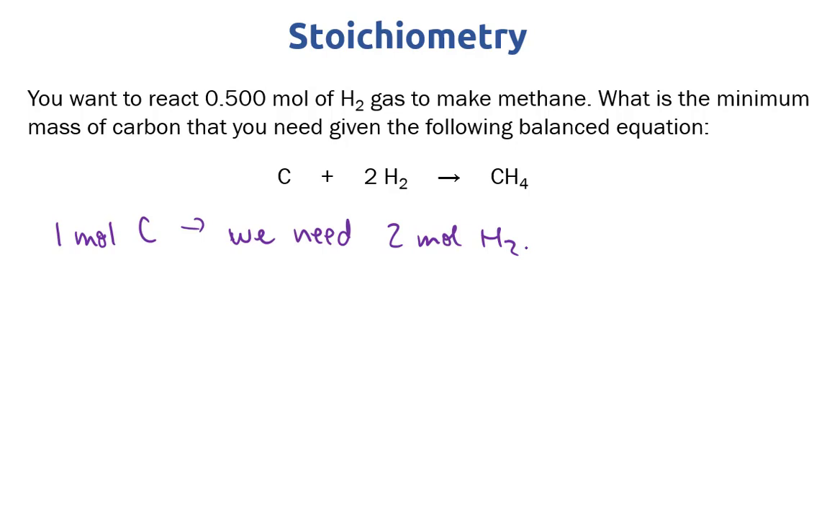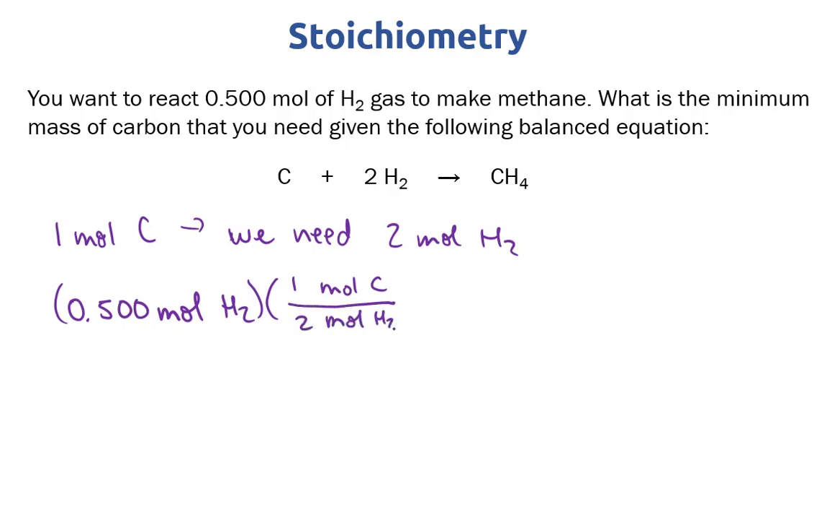So what we have is the amount of hydrogen. We know that we have 0.5 moles of H2 gas that we want to react. So if we have that 1-to-2 ratio, we can do a similar type of calculation that we did in the previous video. We have 0.500 moles of H2, and we want to use that 1-to-2 ratio to figure out how much carbon we need. So there is 1 mole of carbon for every 2 moles of H2.